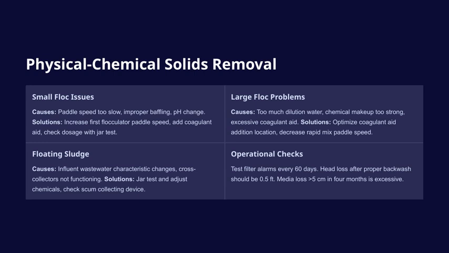Floating sludge is another challenge, often caused by changes in the influent wastewater characteristics or malfunctioning cross-collectors. The best approach here is to perform jar tests, adjust chemical dosages accordingly, and inspect the scum collection devices to ensure they're working properly. Finally, operational checks are crucial.